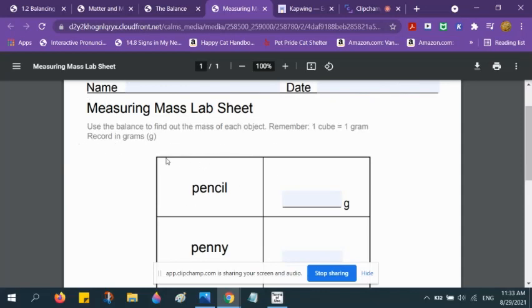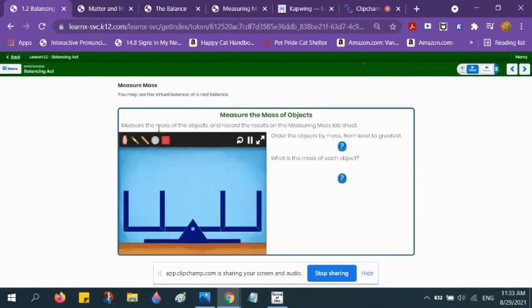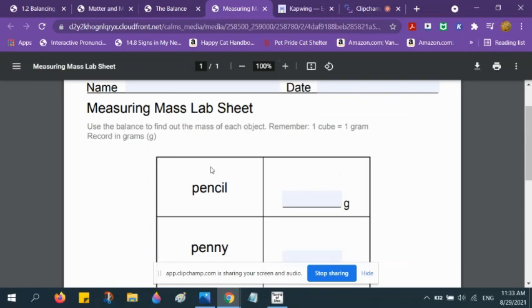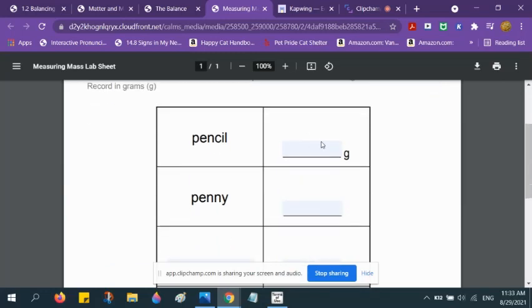Now you can do this lab actually at home, or you can do this online. We're just going to be doing it online as a virtual demonstration in case you don't want to get messy with the actual physical objects. But as usual, I encourage you to use the actual objects if you can to get a more hands-on experience. Now back to the lab sheet. We're going to do the experiment and then record our observations here.